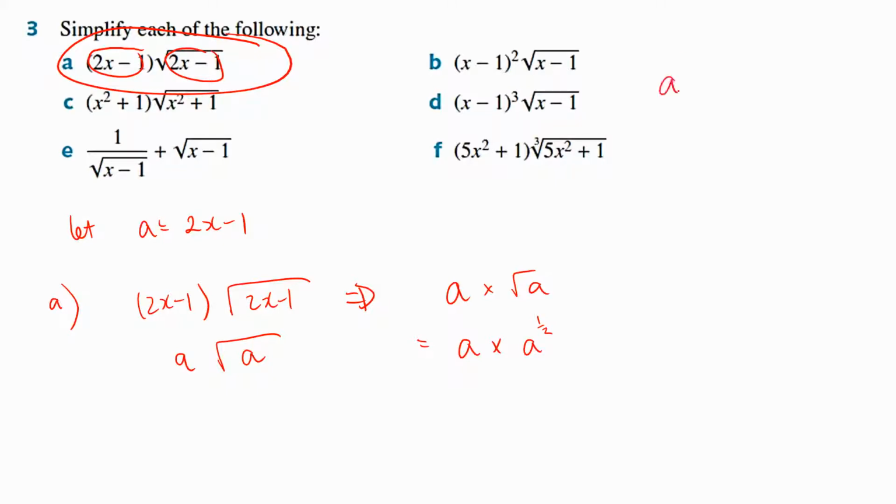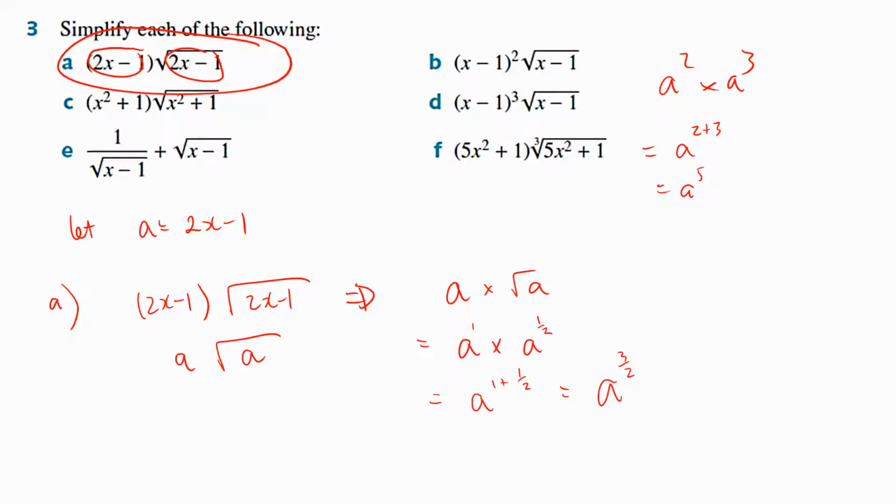If I gave you a to the power of 2 times a to the power of 3, what do you do to the powers? You add them. This one would have been a to the power of 2 plus 3, which is a to the power of 5. It's the same thing with this one. This is a to the power of 1, so it's a to the power of 1 plus a half, and 1 plus a half is really just 1.5, or 3 over 2. Your simplified answer is a to the power of 3 on 2.